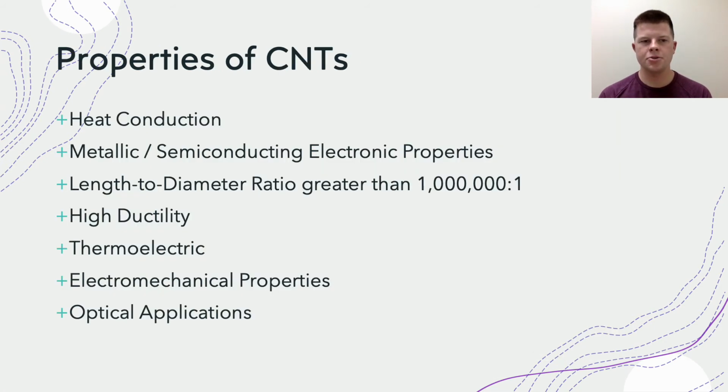So like I said, there's many properties of CNTs, and these are just some of the main properties. So you have heat conduction, you have metallic / semiconducting electronic properties, you have the length to diameter ratio, which is greater than 1,000,000 to 1, which is unlike practically any other material. You also have the high ductility, you have thermoelectric, you have electromechanical properties, as well as optical applications, and many more.